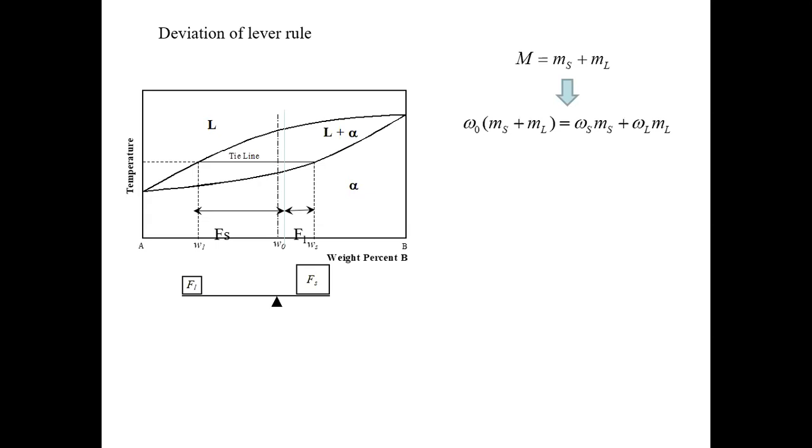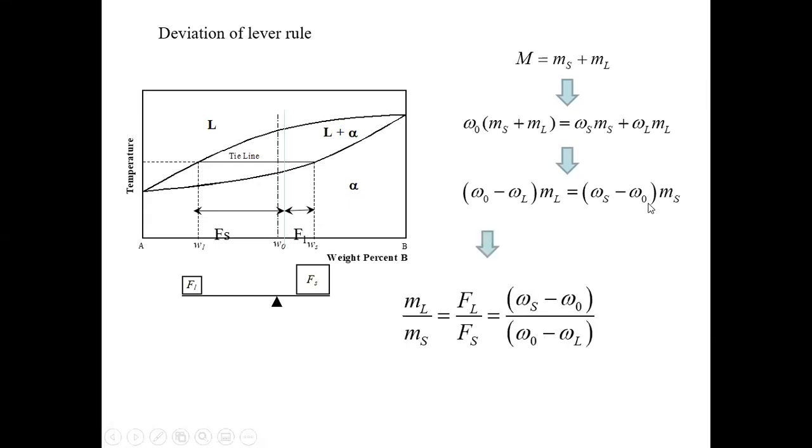Okay, so once we have this equation, it's very straightforward to combine the terms that have the mass of the liquid together and group the terms with the mass of solid on the right-hand side, and you already see that the lever rule is emerging, right?